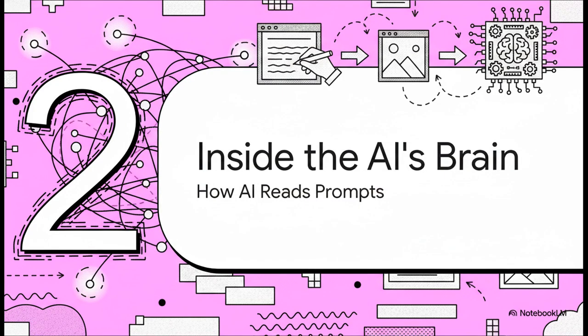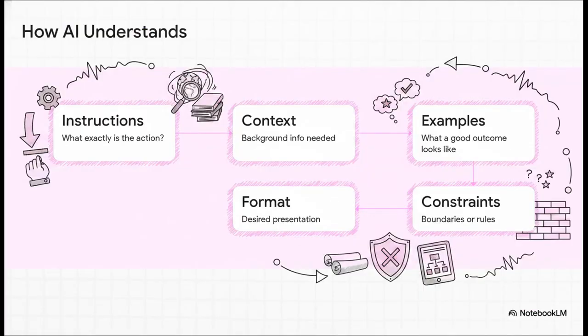Section 2. Inside the AI's brain. To fix our generic outputs, we first have to understand how the machine actually reads our text. It really helps to think of the AI like a highly capable but incredibly literal-minded intern. I mean, it doesn't know what you want unless you spell it out exactly. The AI cognitively digests your prompt through a very specific 5-step sequential process.